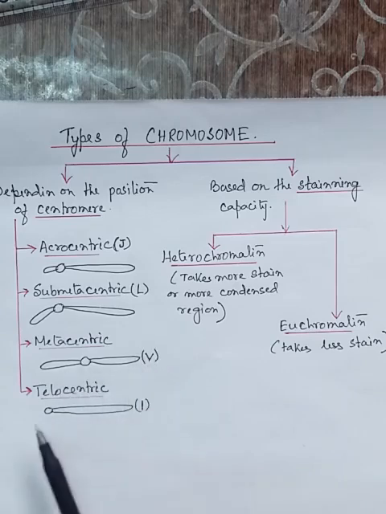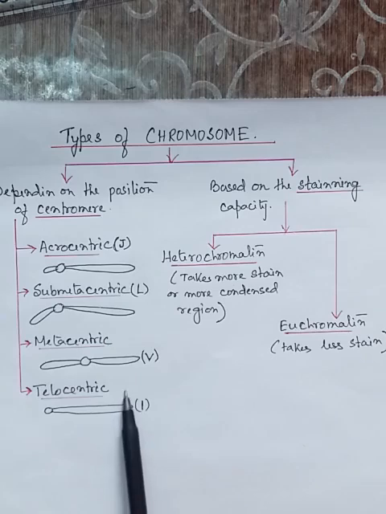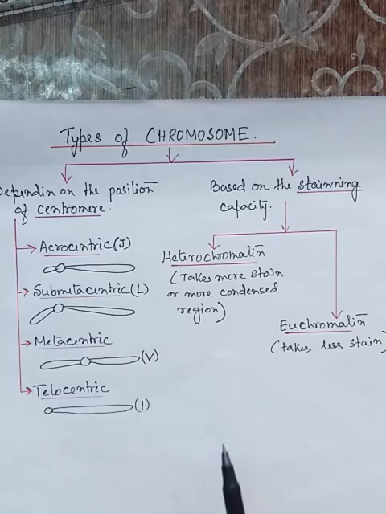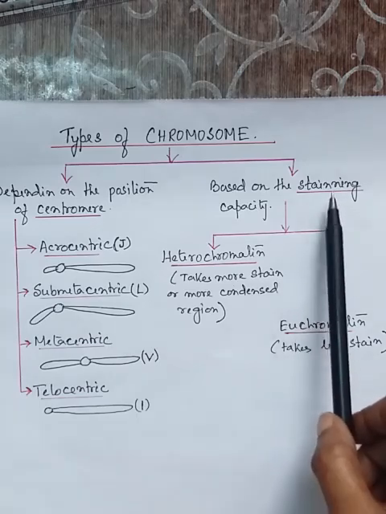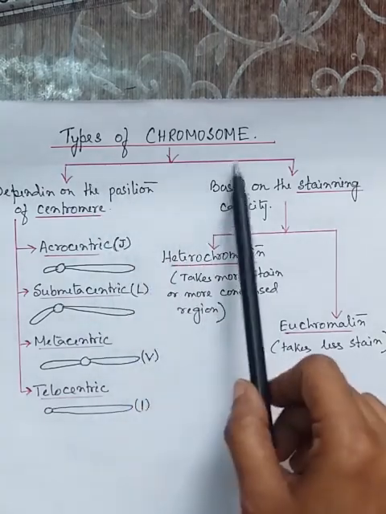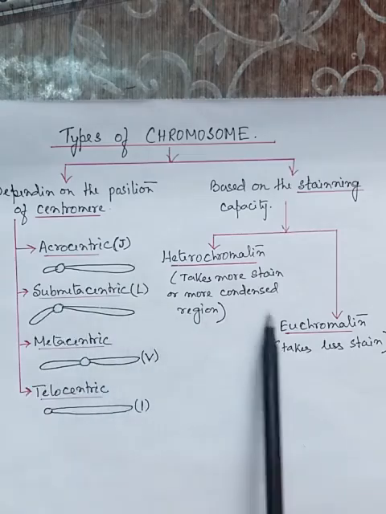And the last one, when the centromere is at the end, on the other side the short arms are not visible at all. Only the long arm you can see. Then this is called a telocentric chromosome. And under the microscope, you can see these chromosomes just like the letter I. So depending on the position of the centromere and depending on the staining capacity, we can divide the chromosomes into two separate categories.